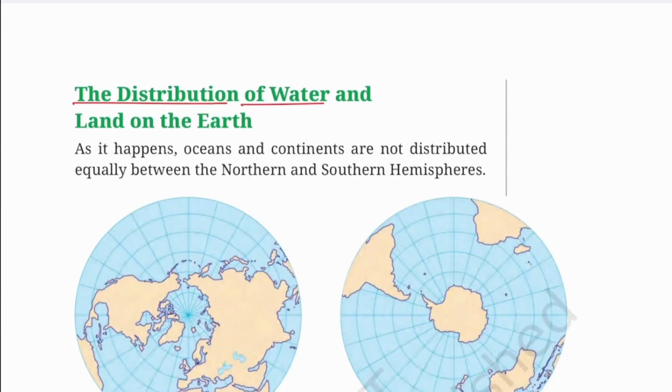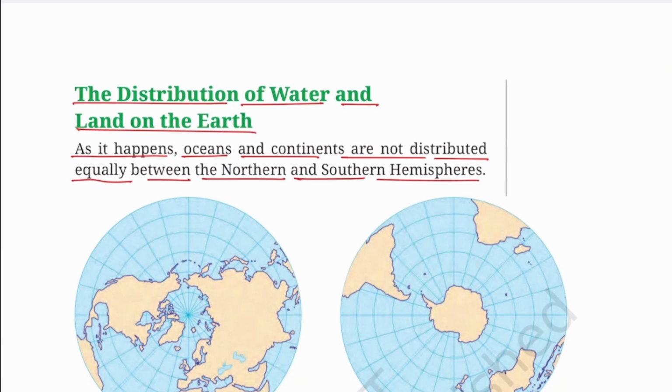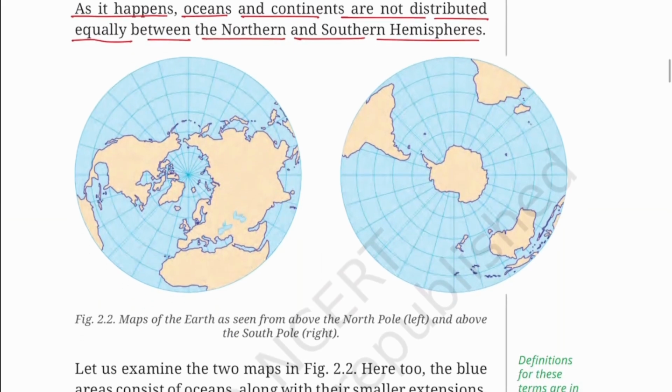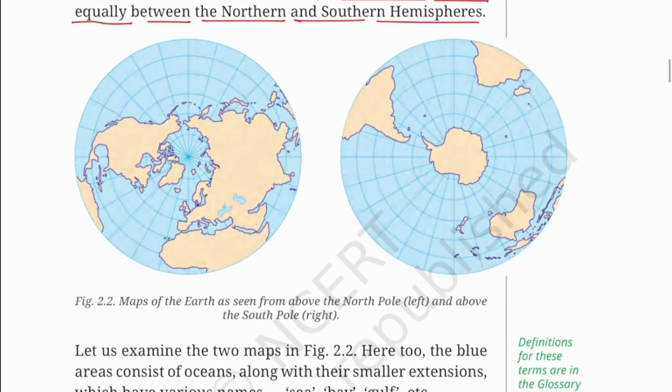The distribution of water and land on the Earth. As it happens, oceans and continents are not distributed equally between the northern and southern hemisphere. You can see it here. Figure 2.2, maps of the Earth as seen from above the North Pole, left, and above the South Pole, right. You can see more landmass toward the northern hemisphere.